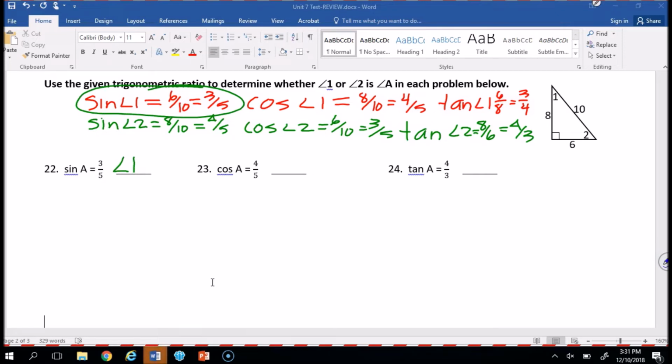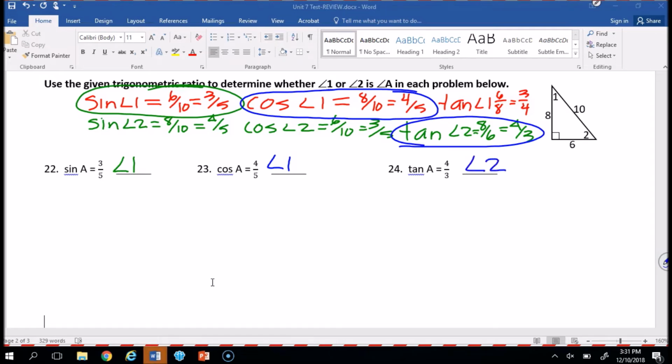Then we're looking at the cosine of A is 4/5. So again, that would be this one right here, cosine of 1, so that's angle 1, was 4/5. Then it says the tangent is equal to 4/3. So we've got tangent up here is 3/4, and then tangent for angle 2 is equal to 4/3. So this is the one we're looking for here. So this would be angle 2. That's how you're going to solve for this problem.